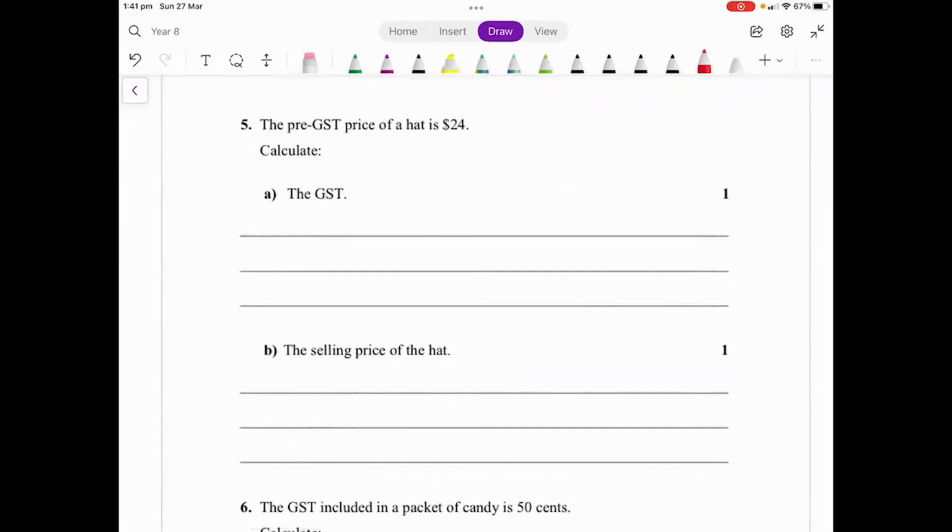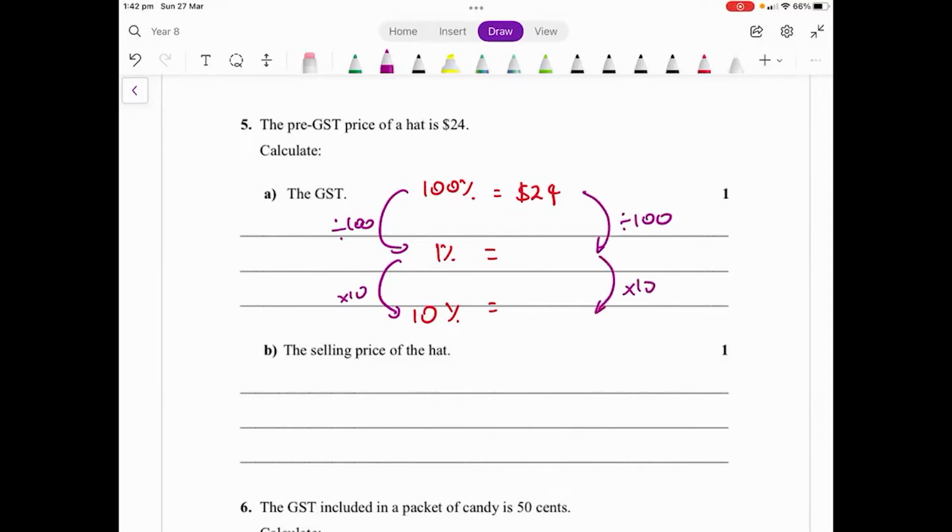Question 5, we're going to use the unitary method to do this question. Remember, cost price is 100%, GST is 10%, and selling price, combine those two, gives you 110%. So it says the pre-GST price, which is the cost price, of a hat is $24. That means 100% equals $24. Finding the GST means you need to find 10%, so use the unitary method. That gets you $2.40. Another way is to simply divide by 10.